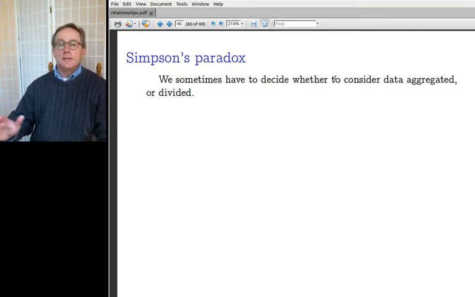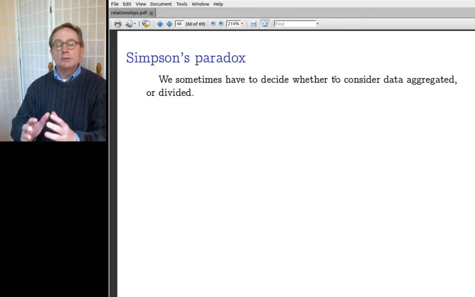decide whether to consider data that is aggregated or divided. So if we have, for example, a class of elementary school students, we have to decide whether to consider all the students at once or whether to consider them broken up, let's say, into boys and girls.